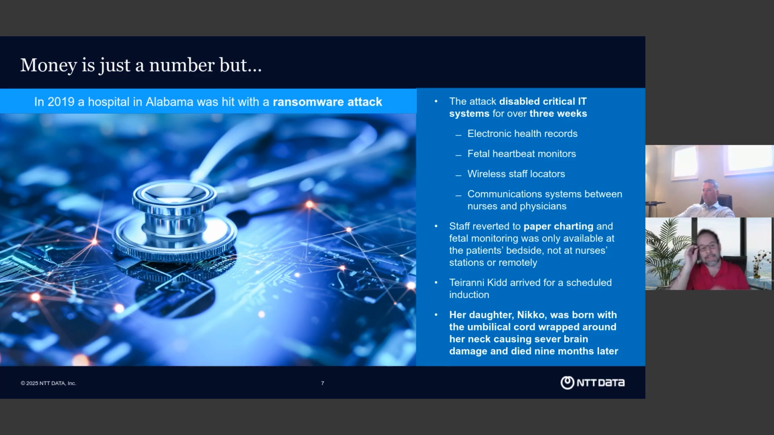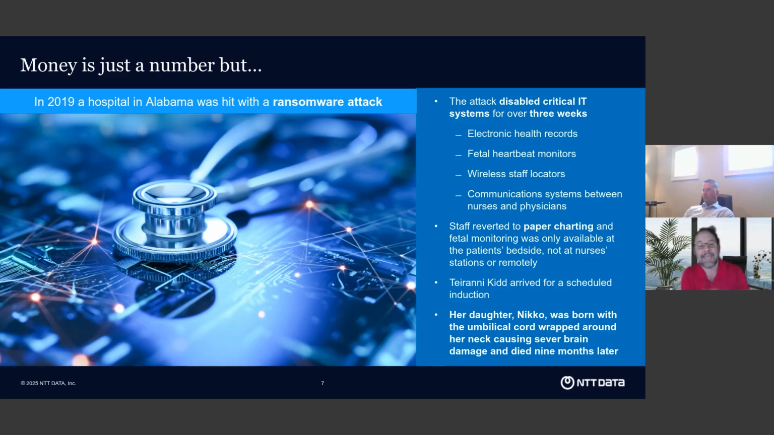I live in Alabama. There is a hospital here in Alabama in 2019 that was hit with a ransomware attack, right? It actually took offline different connected medical devices, including fetal heart rate monitors. And while the fetal heart rate monitor would work in the patient's room, it was unable to connect up to anything else in the hospital. Well, a young lady, Tiriani Kid, arrived at that hospital for a scheduled induction.